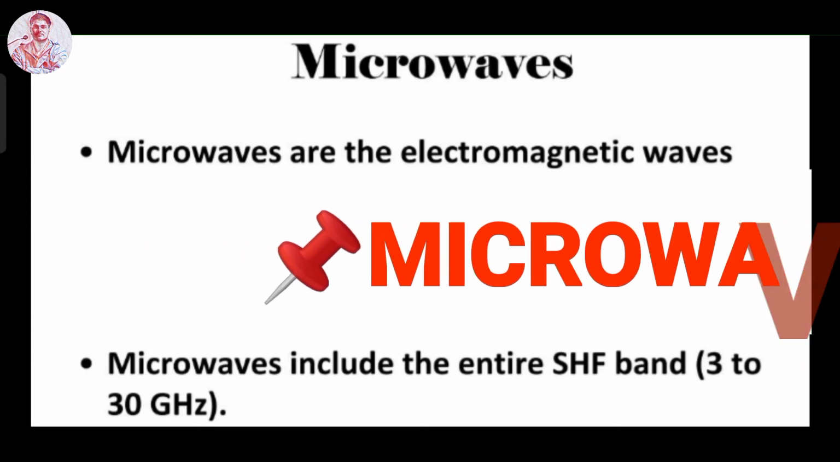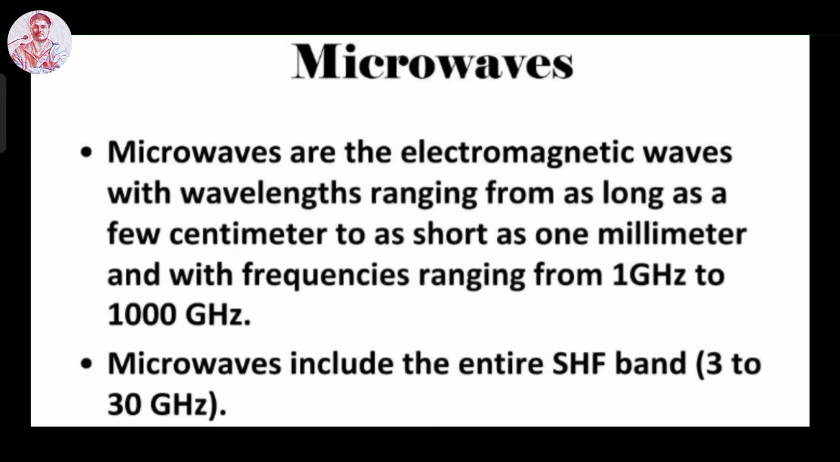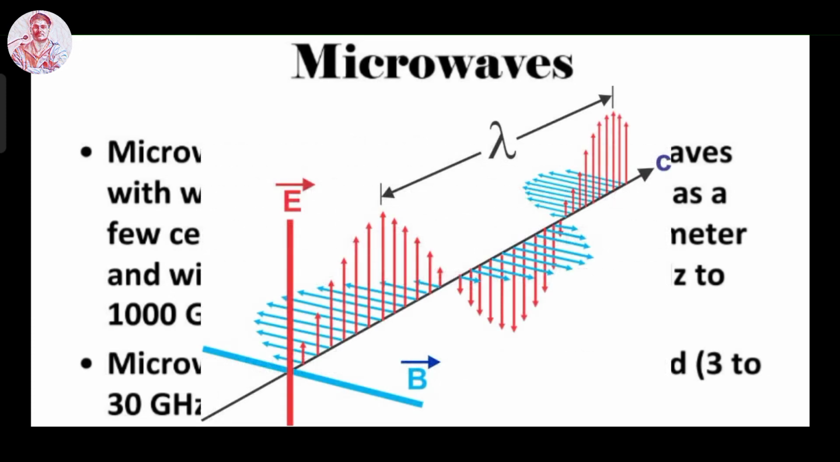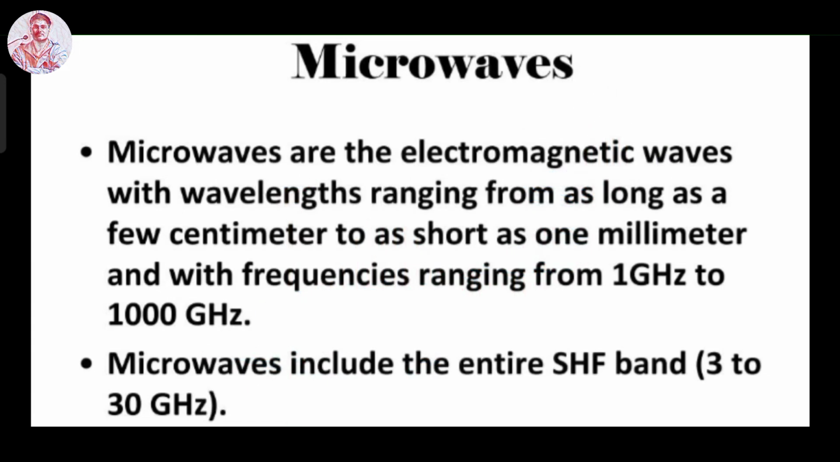What are microwaves? Microwaves are electromagnetic waves. Electromagnetic waves are those waves consisting of both an electric and a magnetic field. Microwaves are electromagnetic waves having wavelength ranging from 1 centimeter to 10 centimeters, or frequency ranging from 1 gigahertz to 1000 gigahertz. Microwave includes the entire SHF band, super high frequency band, which is 3 to 30 gigahertz.